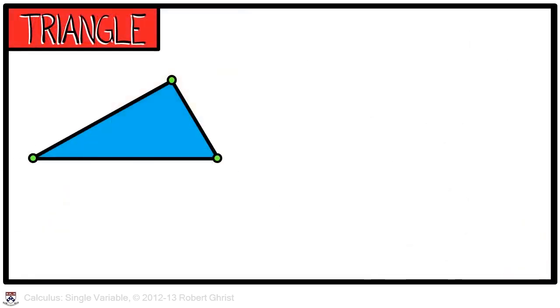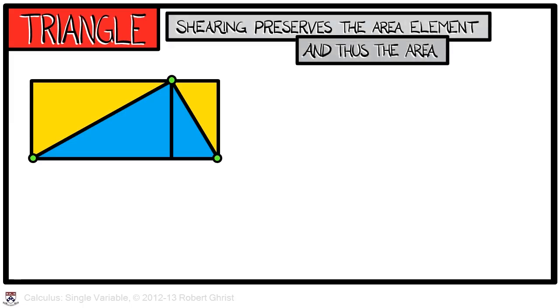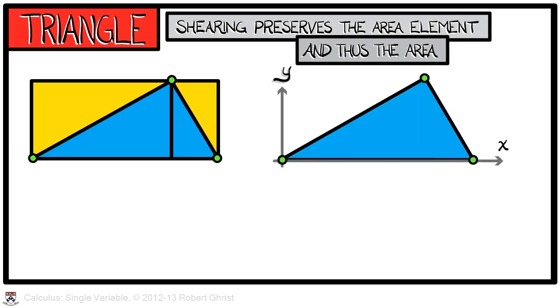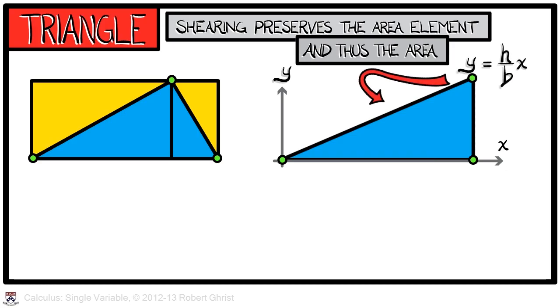This also helps us make sense of the area of a triangle. You're probably used to thinking of it as half the area of the bounding rectangle by using geometry and similar triangles, but we could do things a little bit differently if we also arrange this triangle so that the base is along the x-axis and shear it horizontally so that it becomes a right triangle. We see we have not changed the area since we've preserved the horizontal area elements. Now, the hypotenuse has the equation y equals h over b times x.